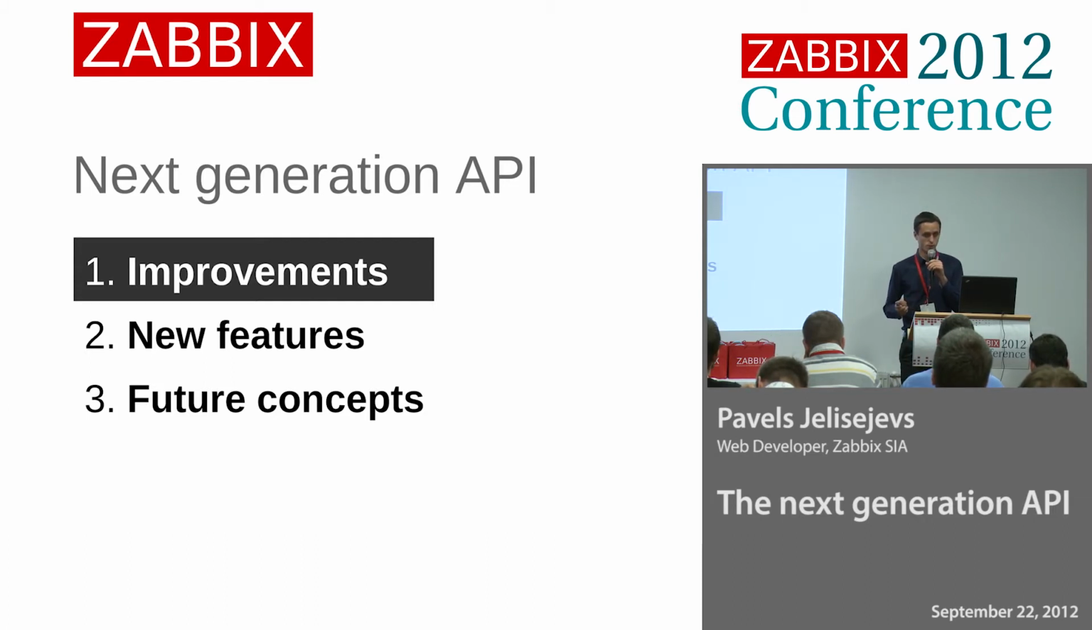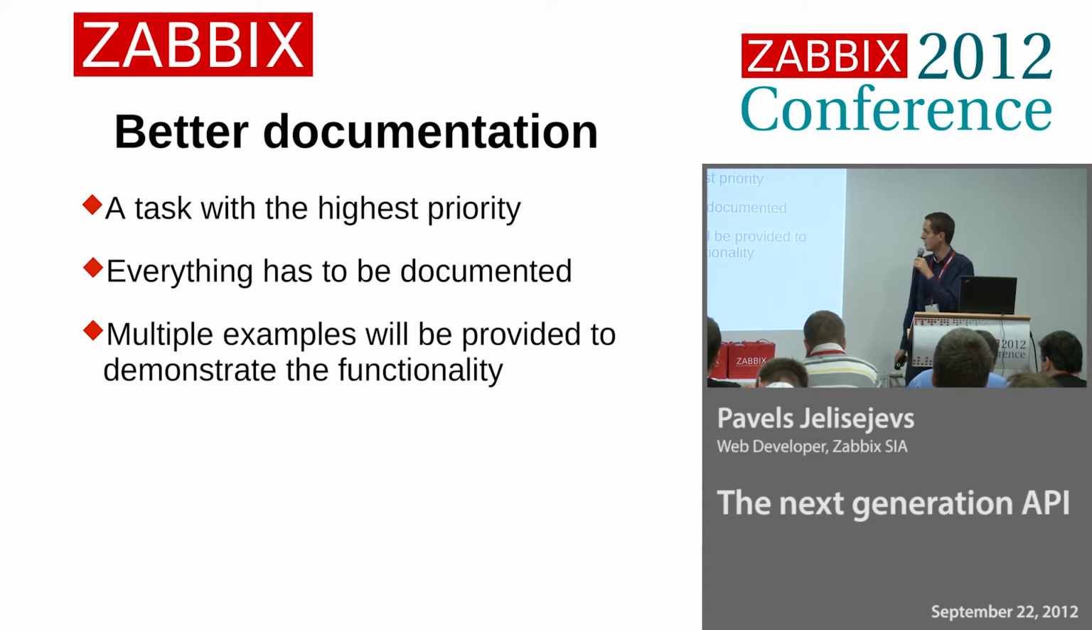On the top of our improvement list is a thing that no API can actually exist without, is documentation. So for me as a web developer, it's actually a bit sad to realize that no matter how good our API is, how flexible, how powerful it is, it's kind of worthless if it's not documented. So this is a task with the highest priority. We will try to document everything. We will provide examples to demonstrate the functionality, how it can be used, to cover some use cases, so it will be much easier to understand.